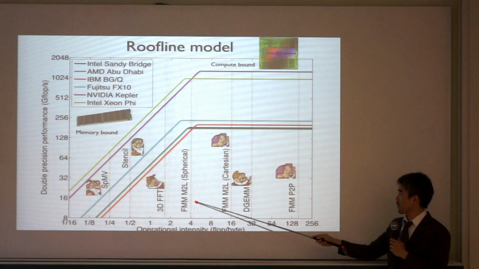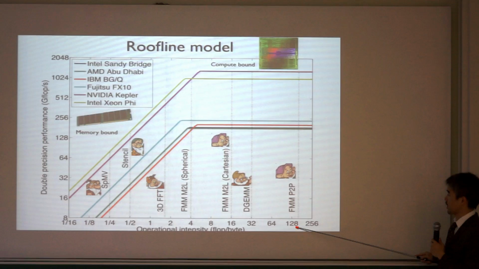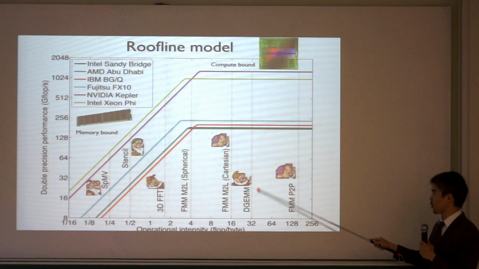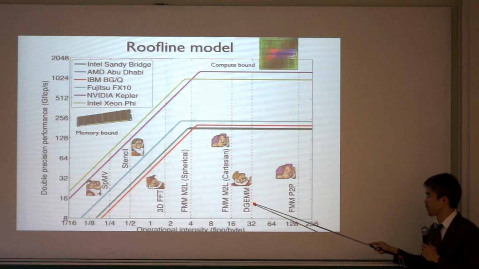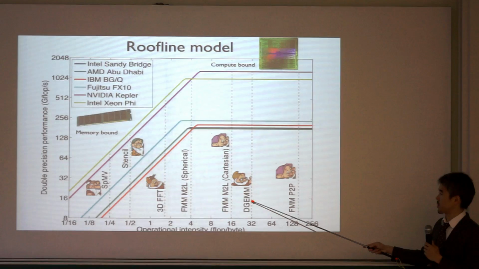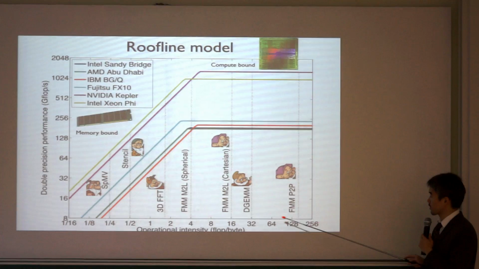So FMM, M2L is a particular kernel inside the FMM, and P2P is another particular kernel inside the fast multipole method. It has very high flops per byte. Dense matrix-matrix multiplication, DGEMM, is known as one of the highest operational intensity operations that you can do on a computer. Things like the LINPACK benchmark that people run to benchmark supercomputers and rank the Top 500 list are full of DGEMMs, and that's why you get very close to theoretical peak performance. But some operations in the FMM have even higher operational intensity than that.